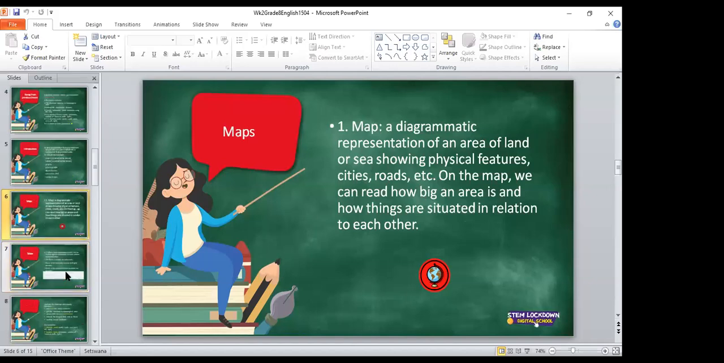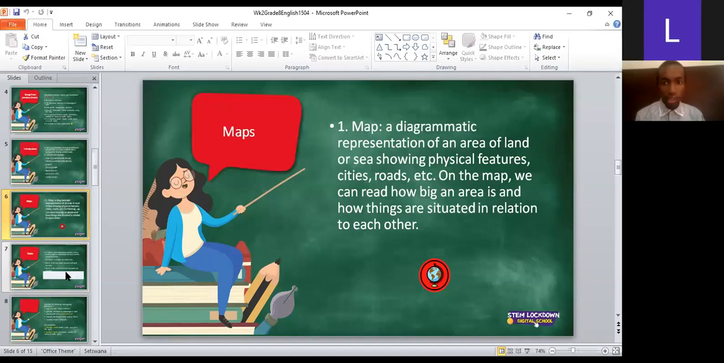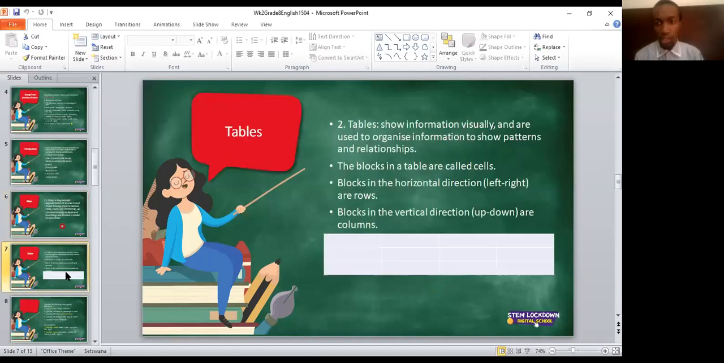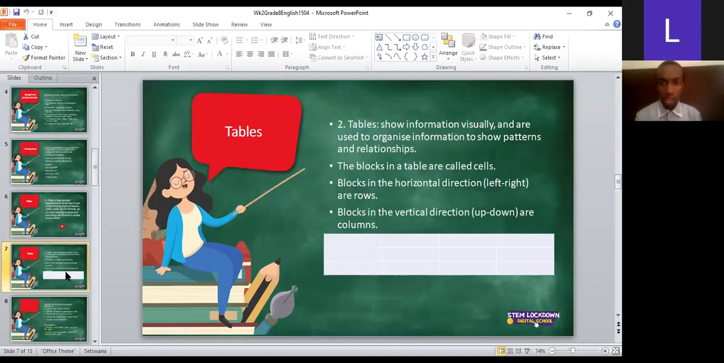Another visual text are tables. We are not gonna go deep with tables because this is something we usually encounter in mathematics, but here it is just a primer. A table shows information visually and it is used to organize information so that you can see the relationships between the information that is represented on the table. There is a little table down there on the slide. All these blocks are called cells. The blocks in a table are called cells, right?